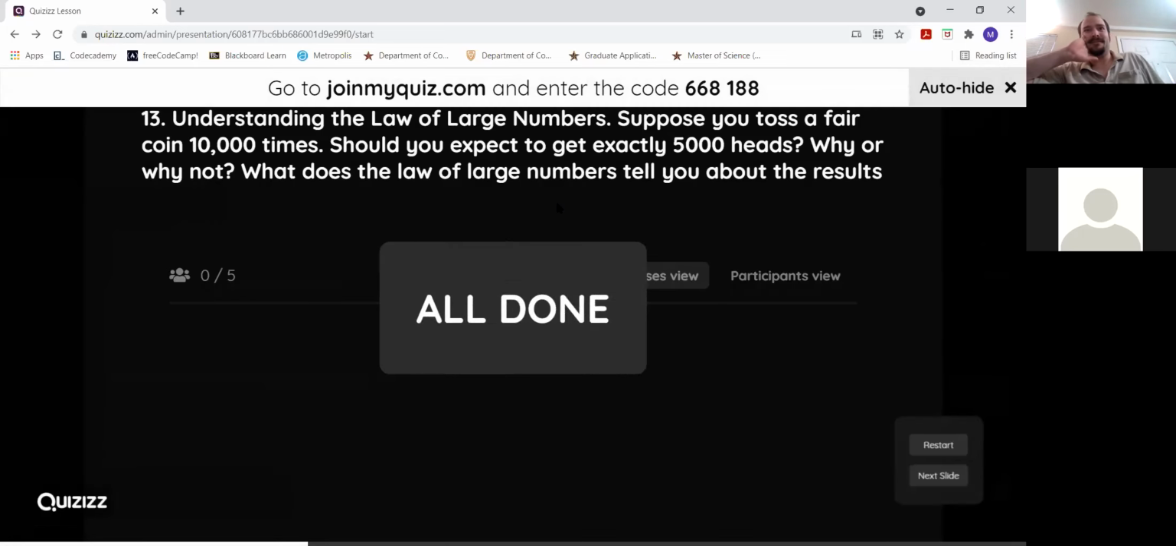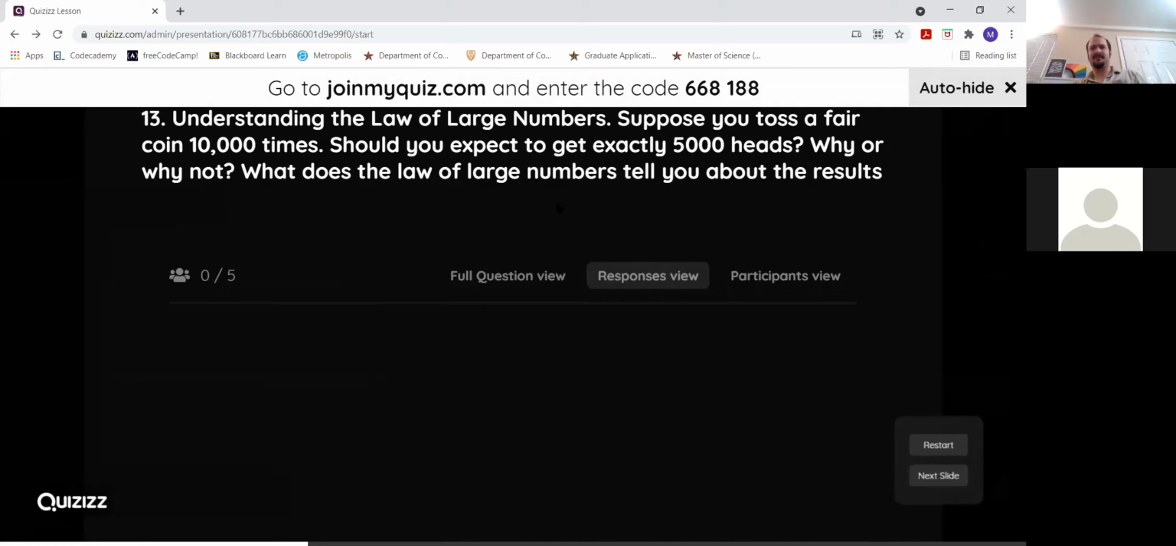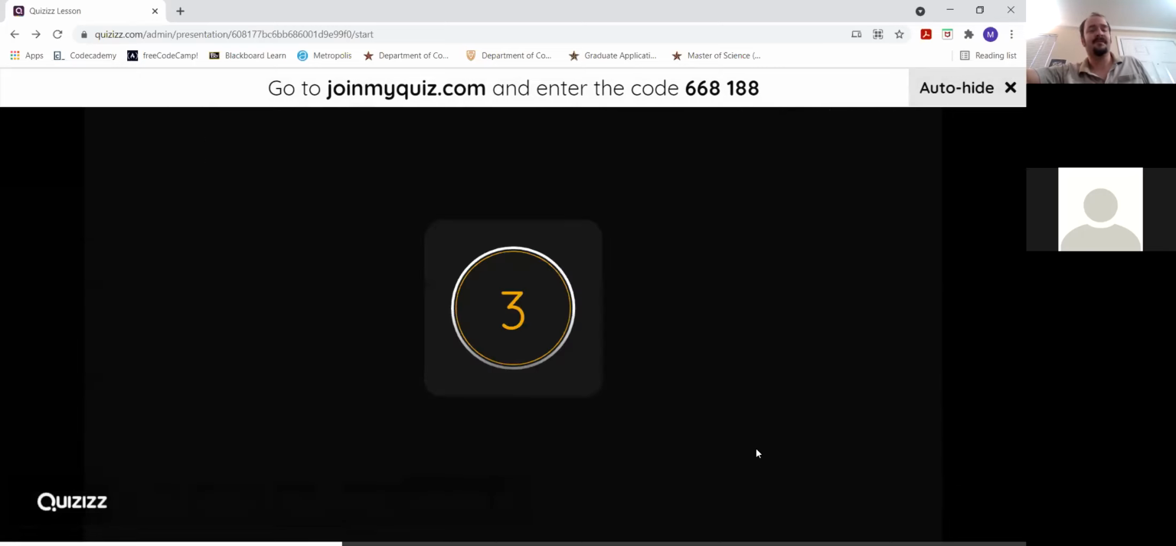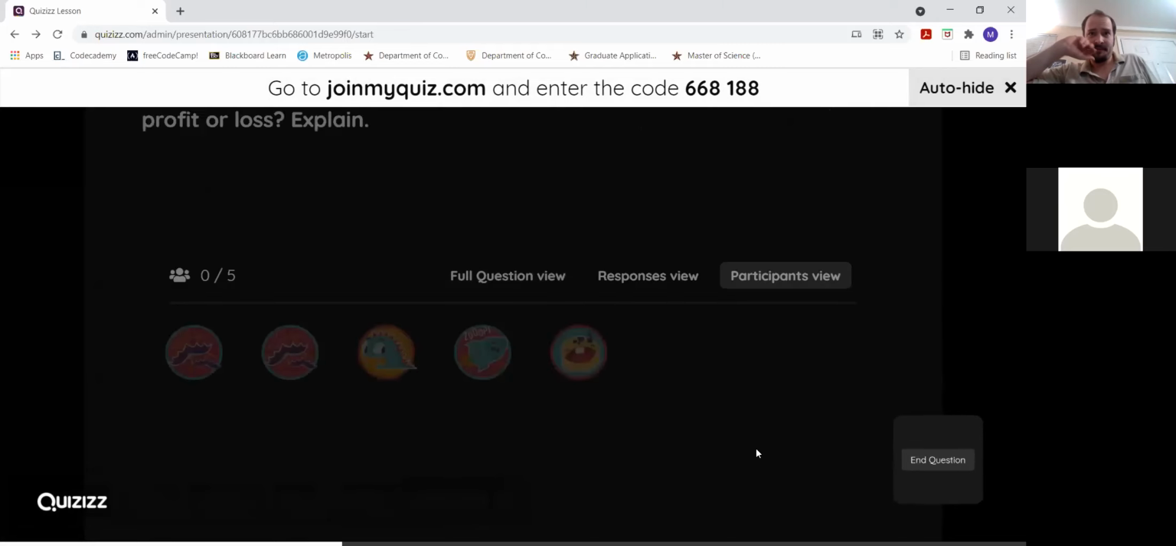It's not called the law of small numbers, right? It's the law of large numbers. So we can't make these sorts of predictions in the short term. And it's not going to be exact either.